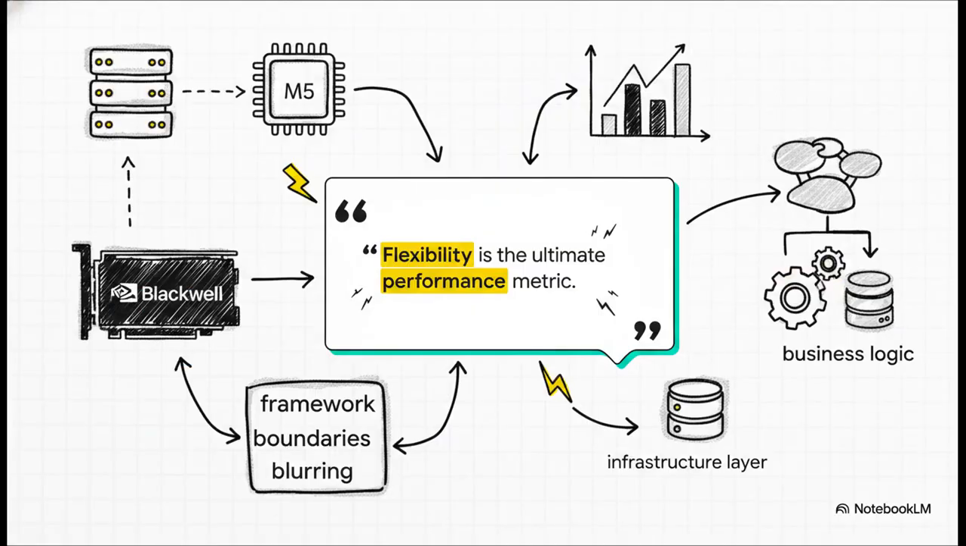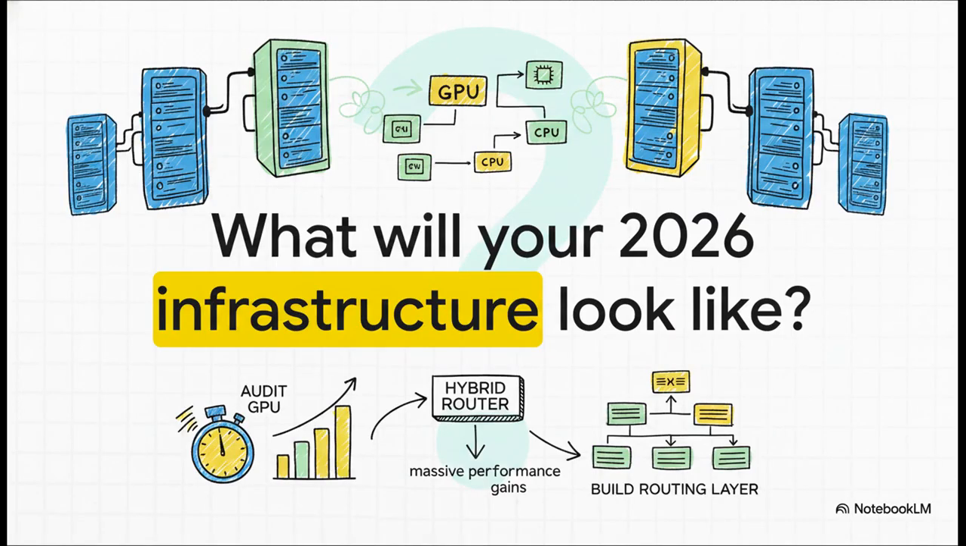I really want to leave you with this final mandate for AI architects. Your infrastructure layer must remain flexible. You've got to match the engine to the exact hardware, the load profile, and your business logic. Framework boundaries are blurring fast, and with new hardware like Apple's M5 and NVIDIA's Blackwell arriving, flexibility is simply your ultimate performance metric.